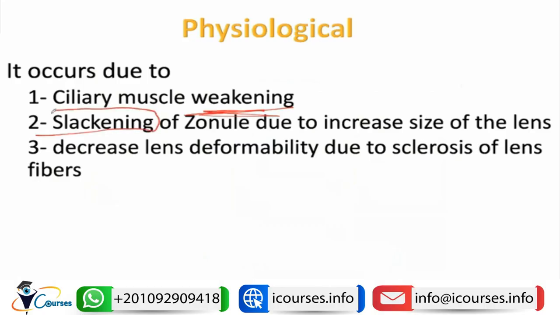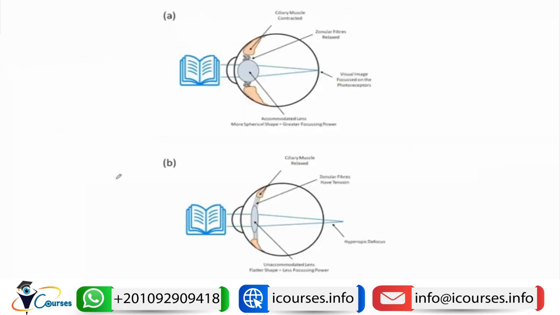You need to remember this concept of slackening of the zonule, which means that there will be no space for the zonule to work on the lens due to the increase in lens size as it lays down fibers with age. Also, there will be decreased lens deformability due to sclerosis of the lens fibers. As we get older, the lens fibers become less flexible, so the lens cannot reshape itself as in the young age group; it will not become more spherical and will not increase its dioptric power.